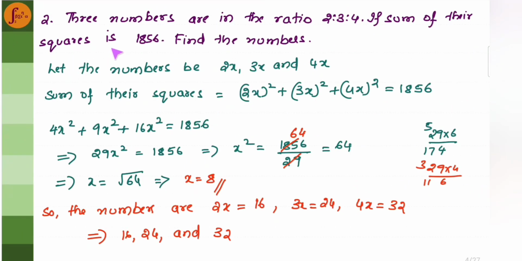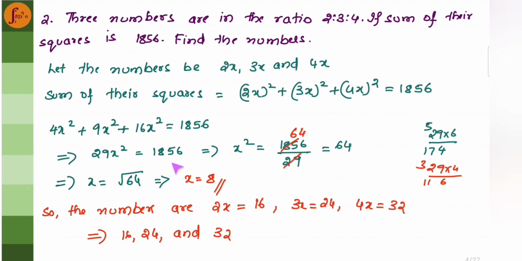Let's look at this problem. Three numbers are in the ratio 2:3:4. If the sum of their squares is 1856, find the numbers. Straightforward. Let's consider the numbers are 2x, 3x and 4x. The sum of their squares is nothing but (2x)² + (3x)² + (4x)². The sum of all these squares is 1856.